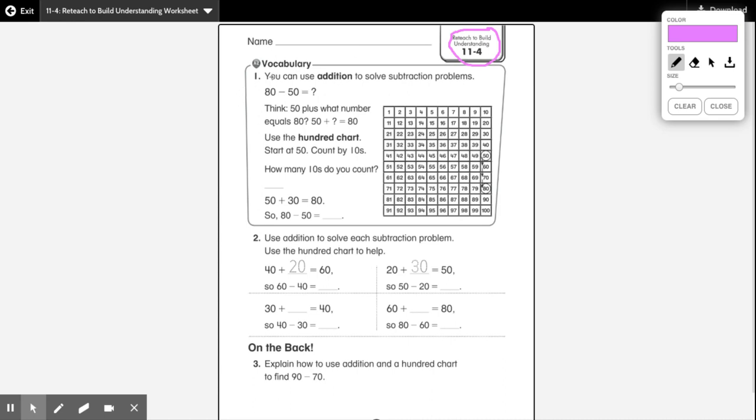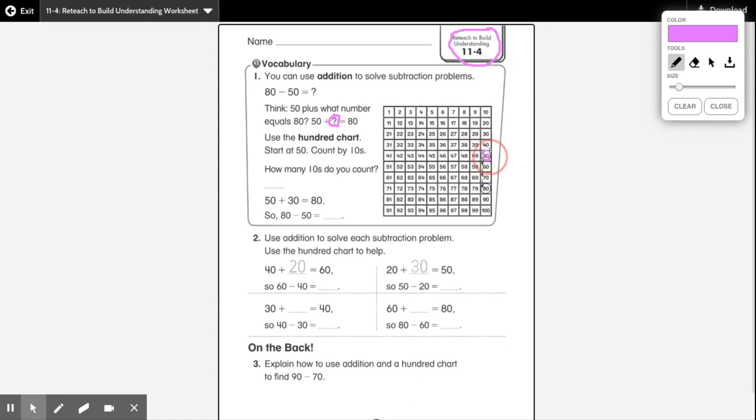So let's take a look at the box where it says number 1. It says you can use addition to solve subtraction problems. 80 minus 50 equals, and it says to think addition. What related addition fact would help me figure out what 80 minus 50 is? It says, 50 plus what number equals 80? So now we're missing an addend, right? We want to find the addend that if we add it to 50, we will get the sum 80. So it says use the hundreds chart.